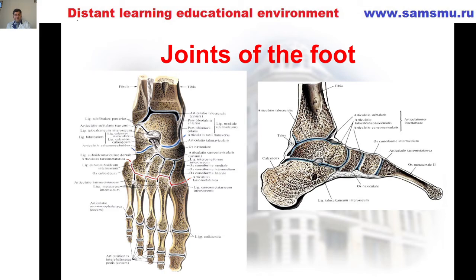Between the two joints mentioned, there is a bony canal, the sinus tarsi. You may see this structure in this picture, which lodges a strong interosseous talocalcaneal ligament. You may see this ligament here in this space, the sinus tarsi.